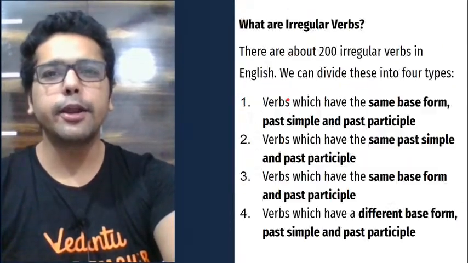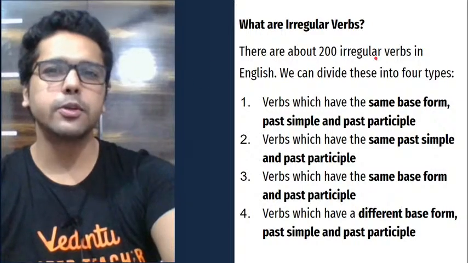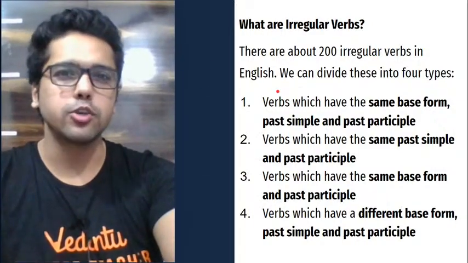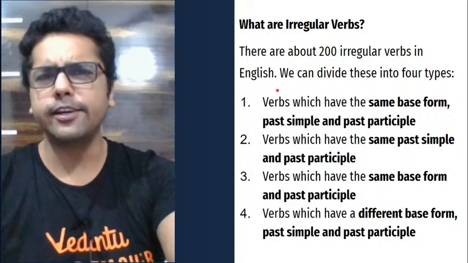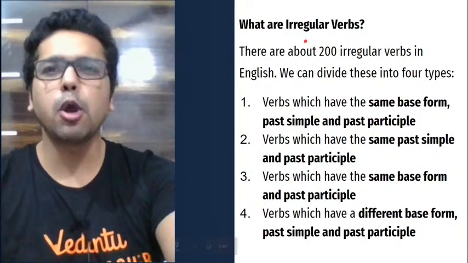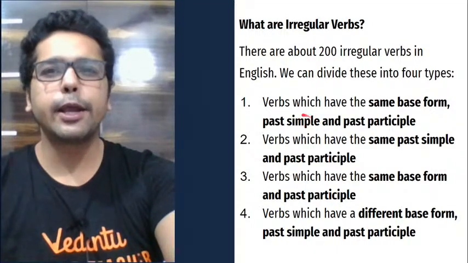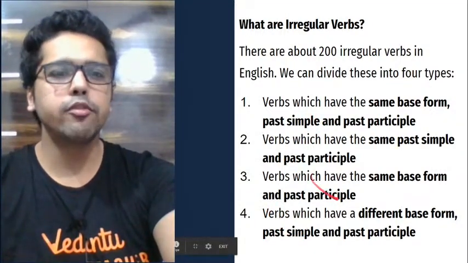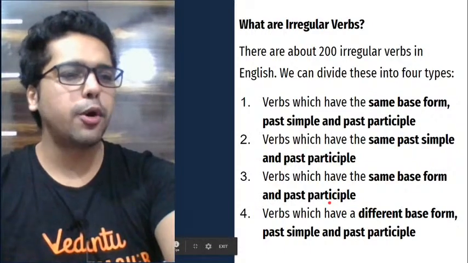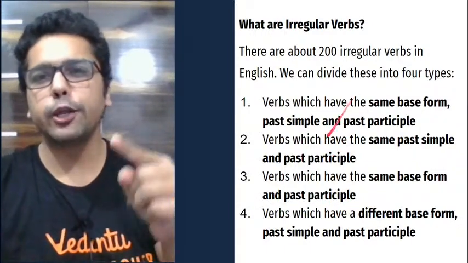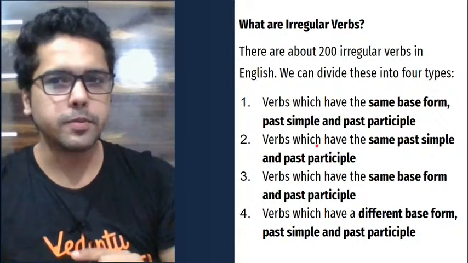Okay. Now what about irregular verbs? Look at this here. Guys, there are about 200 irregular verbs in English. That's too many? But don't worry, DG sir is here with you. I'm going to make it simple for you. Irregular verbs can be divided in 4 categories. We can learn them in 4 groups. Okay, pay attention now. All of you, give me 100% attention.